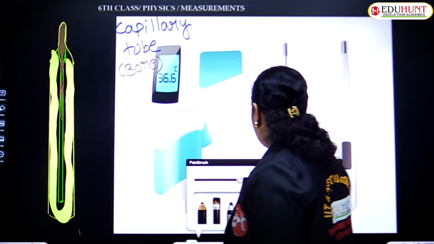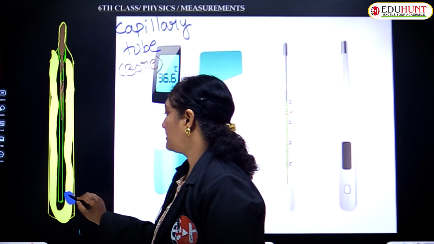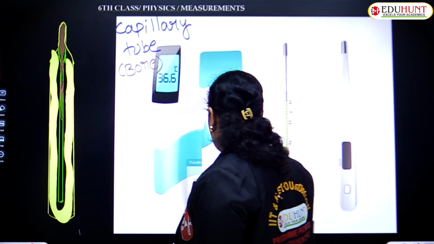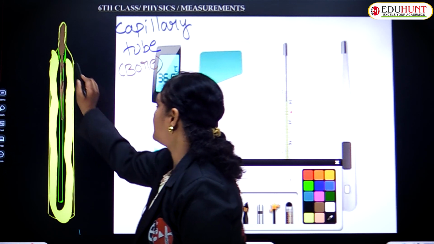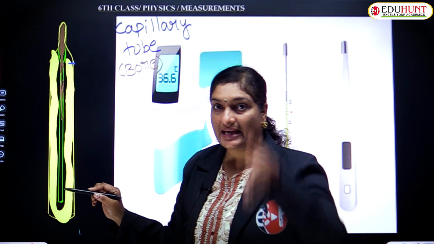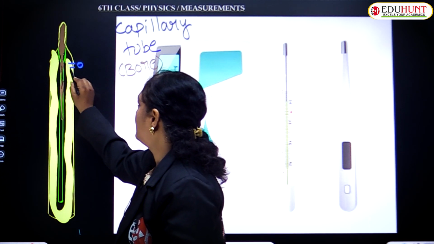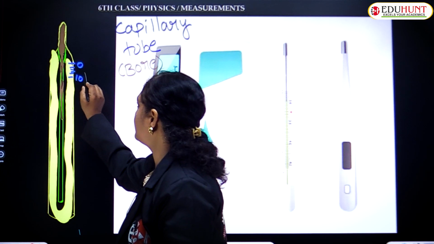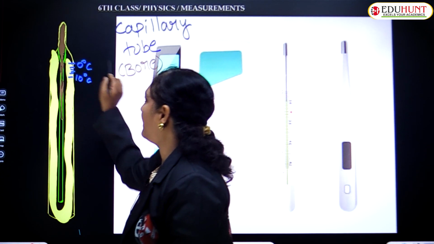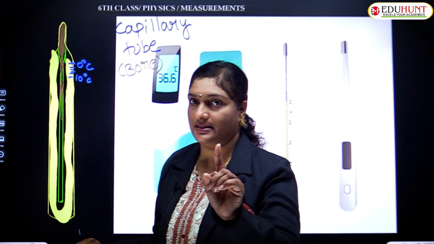And every reading is marked on this stem. Graduations are made on the thick stem, something like this. It has been calibrated. Calibrated means the readings, the markings that are made. Let us suppose it is 0 degrees Celsius, something like 10 degrees Celsius. I am using the Celsius scale. Generally thermometers are marked in the Celsius scale.